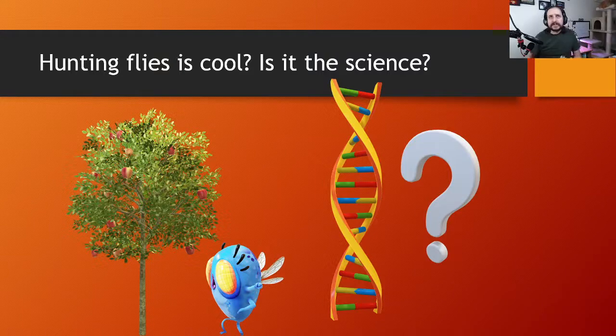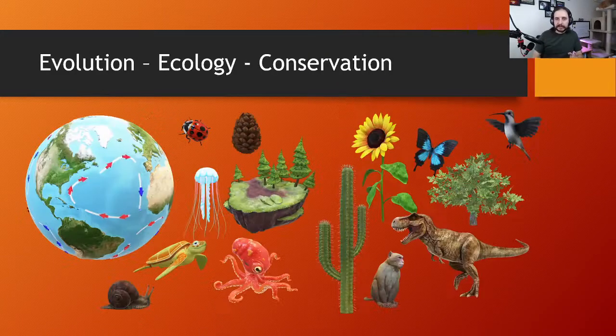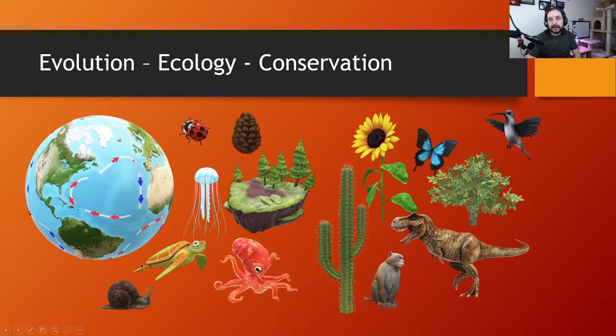Okay, hunting flies is cool, but is it the science? What is the science behind this? I call myself an evolutionary ecologist. These are just some cool pictures. There's actually something wrong in this, but it's okay. I also put a T-Rex here because everybody likes T-Rex. But it's not really what I do. What I'm trying to say is that I'm an evolutionary ecologist.